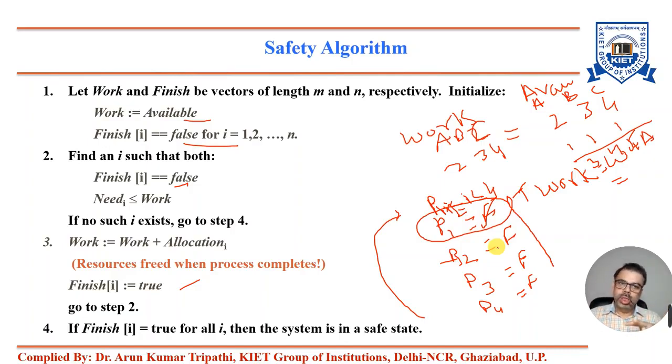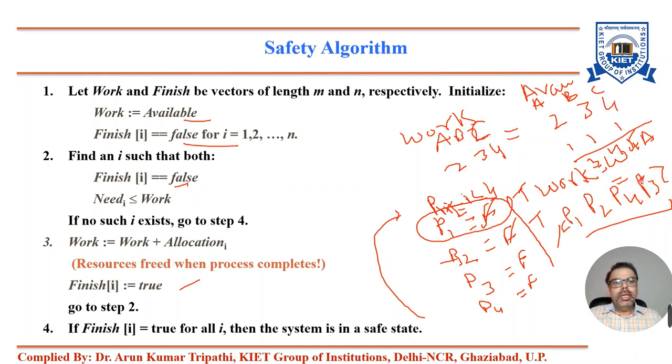The system will allocate the resources to that process, and after completion of the process, that process will release the resources it has, returning them back to the system, and set its status to true. By this I can find the safe sequence, maybe P1, then P2, then possibly P4, and then P3. If a safe sequence exists, we can say deadlock will never occur if we allocate the resources in this order.